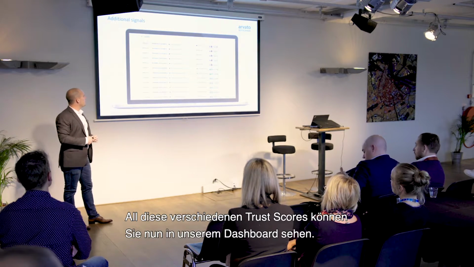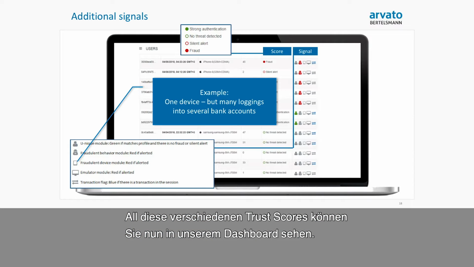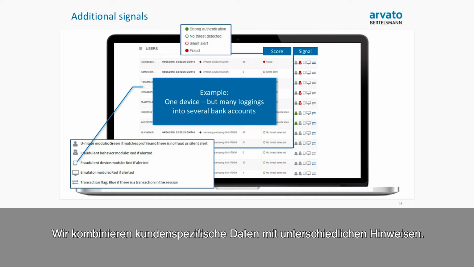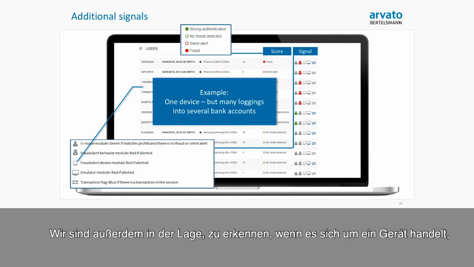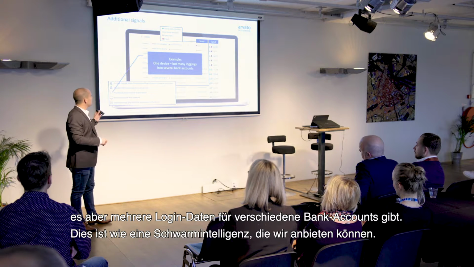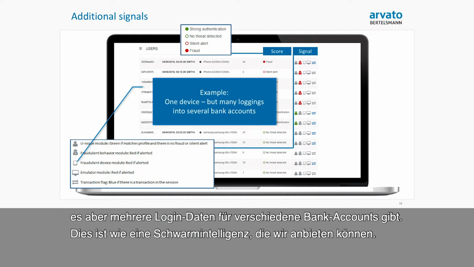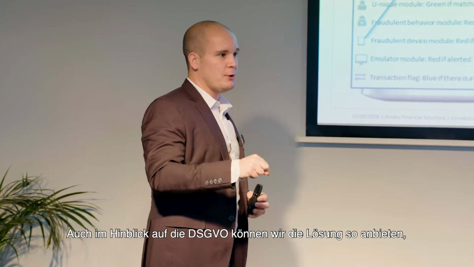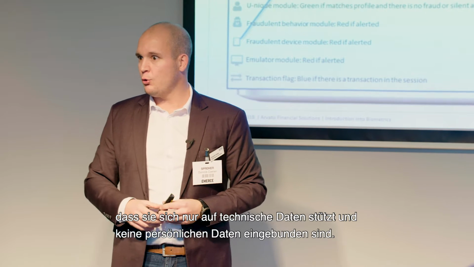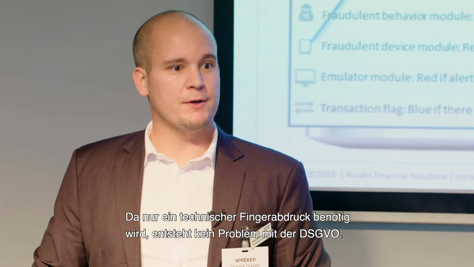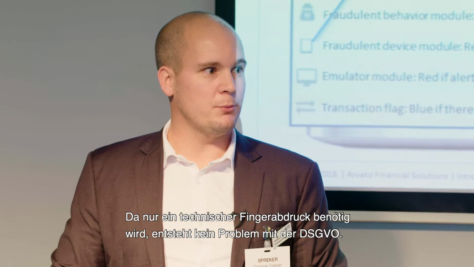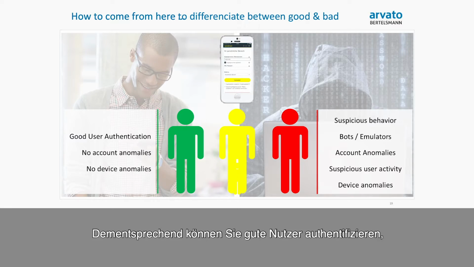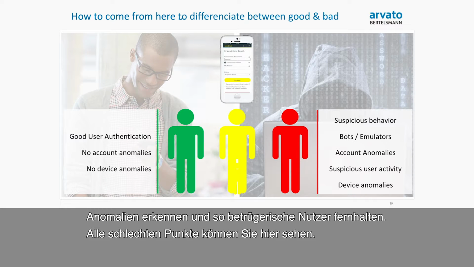So all of that comes together in a dashboard. We come back with different scores, as you have seen. We also combine that, also customer specific, with different signals. So we, for example, may be able to tell you it's one device, but you've seen many logins into several different bank accounts. So that's like the crowd intelligence that we can provide. And also in terms of GDPR, we can drill the solution down to a point where we're only using technical data, no PII involved. It's only a technical fingerprint, so you won't ever have any problems with GDPR in that space. So good user authentication, you can detect anomalies, you can keep the bad ones out.